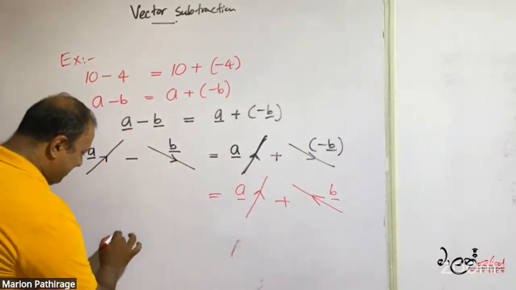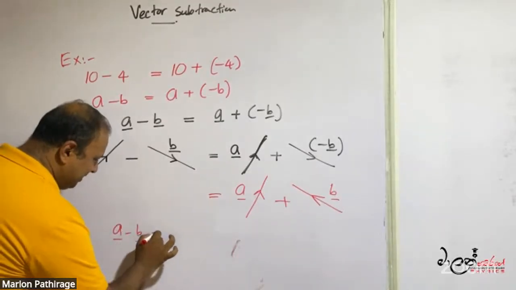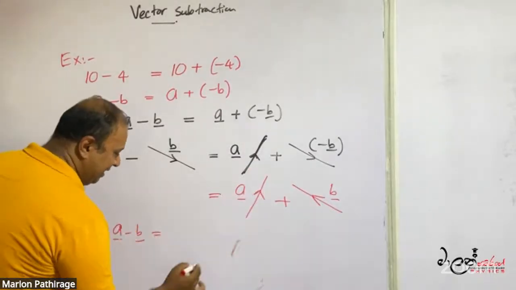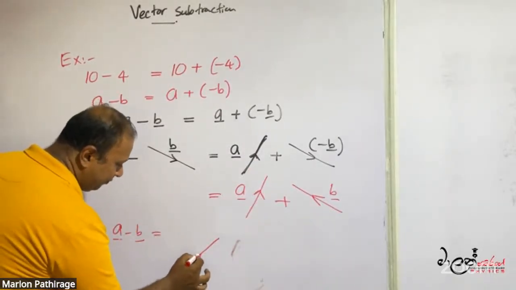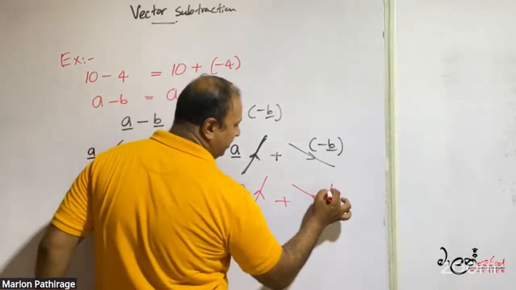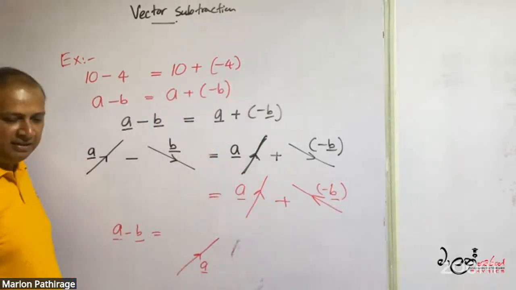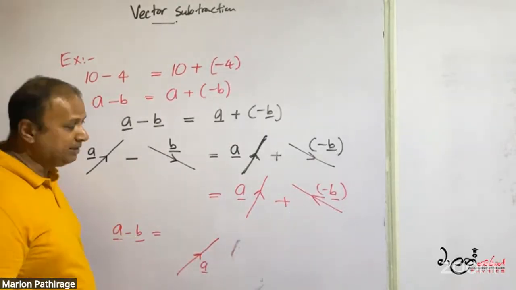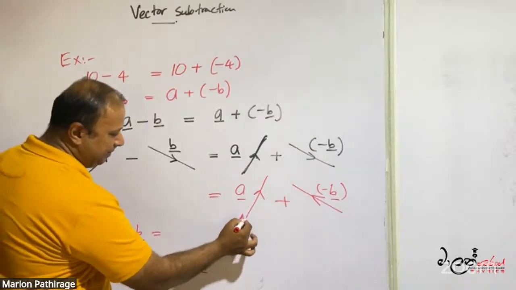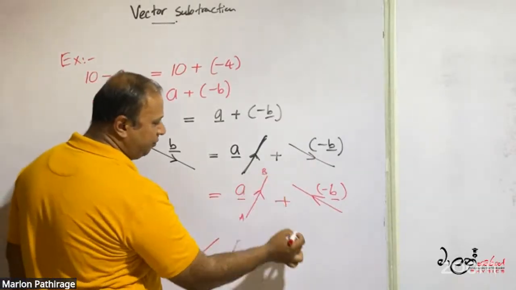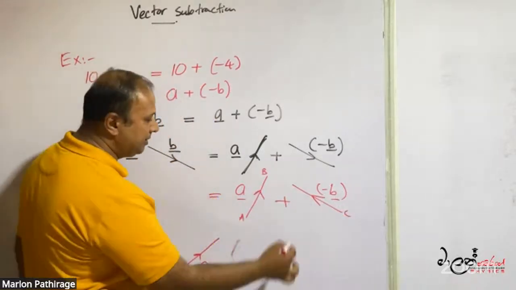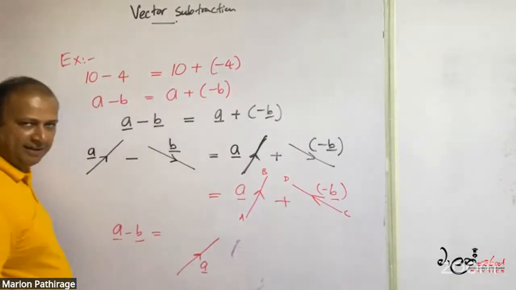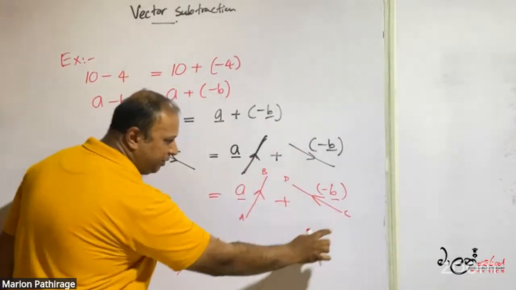Therefore, A vector minus B vector is equal to this. This is the A vector, and this is the minus B vector. Then you have to add the minus B vector. This is the starting point and this is the end point of A. This is the starting point of minus B and this is its end point. That means you have to overlap the end point of the first vector and the starting point of the second vector.